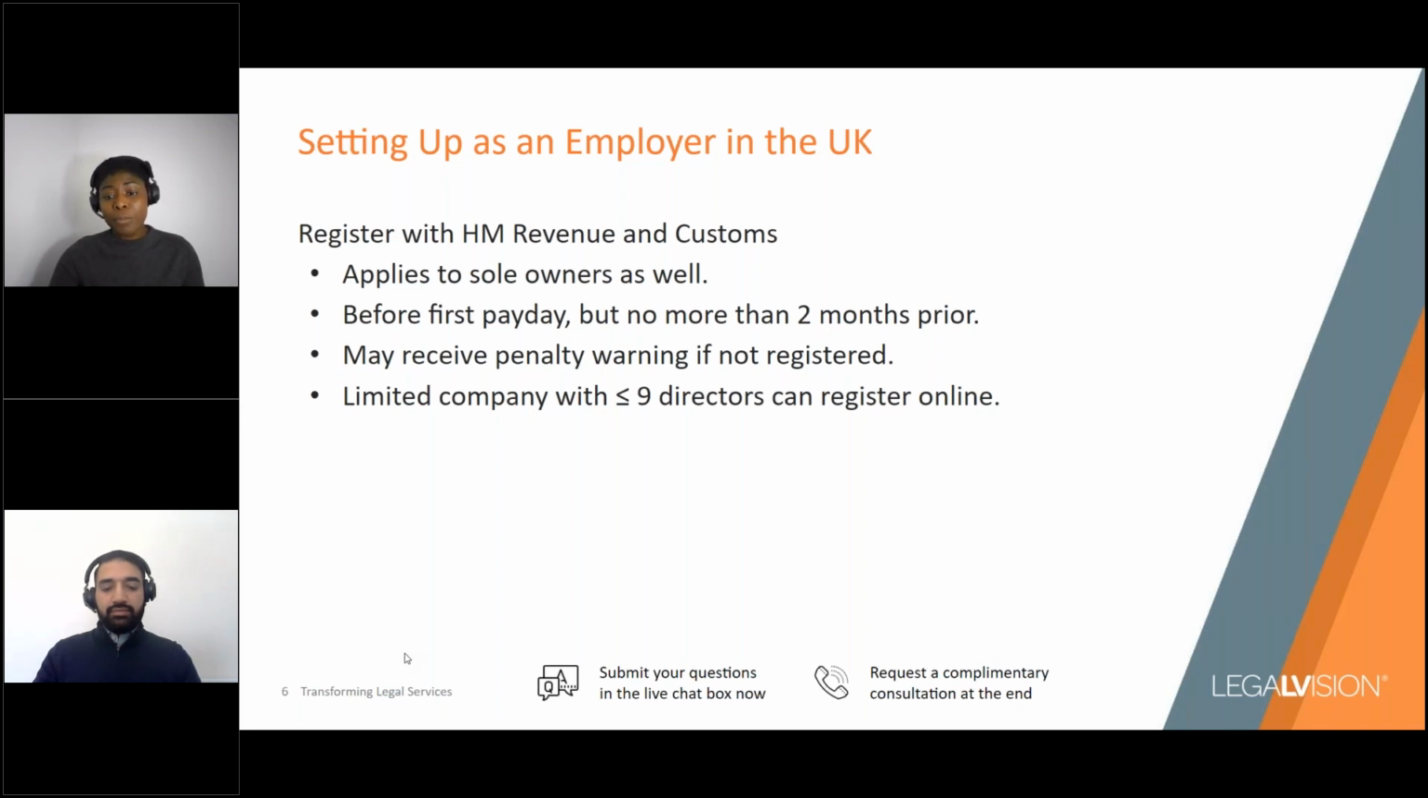So if you have a limited company, and you have 9 or fewer directors in your business, then generally you can register as an employer online using the HMRC portal. It can take up to 3 weeks to get your employer PAYE reference number following your registration, but it's something that we recommend that you look into before setting up as an employer in the UK.